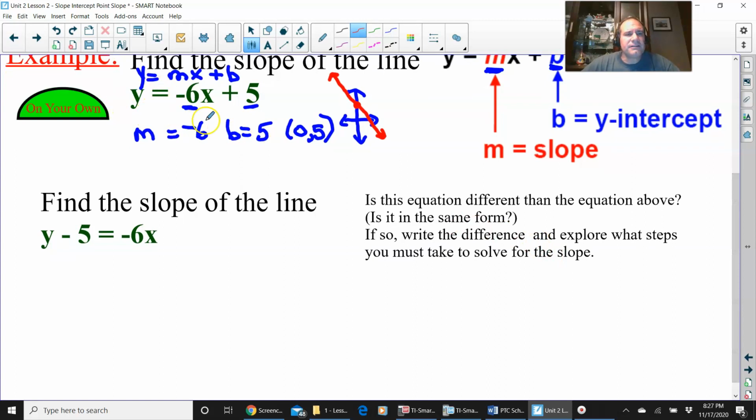All right, so take a look at the next equation. You see how this is in y equals mx plus b? Is this one in y equals mx plus b? It isn't. Is this equation different from the equation above? Yes, it is. It's not the same. If so, write the difference, and explore what steps you must take to solve for the slope. Number 1, you have to get rid of that 5. The -5 must move.